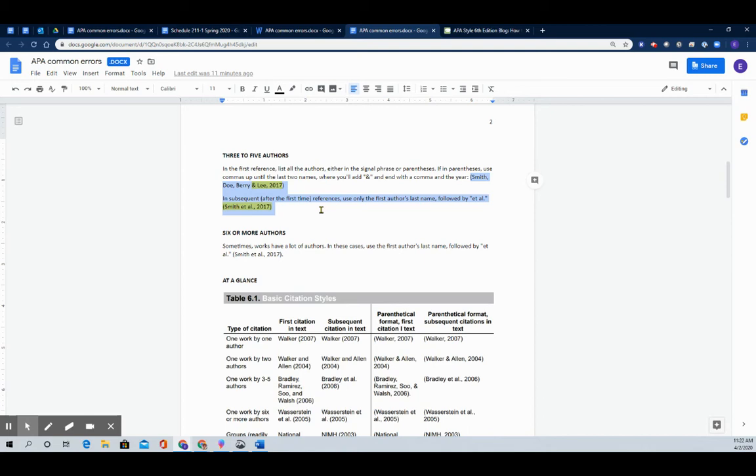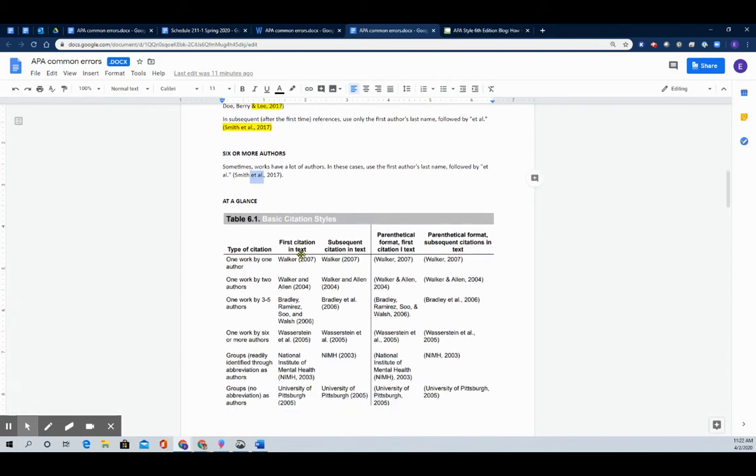For 6 or more authors, you're using the first author's last name, and then it'll get et al. Common error alert right here is that the period goes after al, not the et. This is something I did cover earlier, but et is Latin for and, and al stands for all the rest. So it's actually an abbreviation, but the word et is not. So al is the one that gets the period.